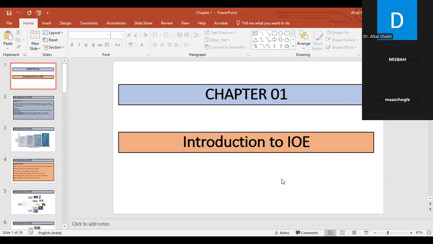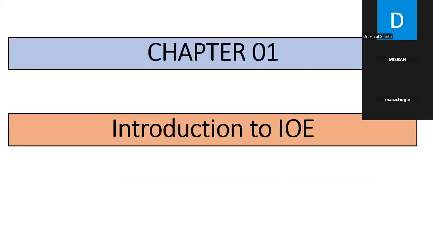Okay, so now the first chapter is your introduction to Internet of Things. In this we are basically going to study what is Internet of Things and what is Internet of Everything. There is a small difference between Internet of Things and Internet of Everything. And then we will study the generic block diagram of Internet of Things.